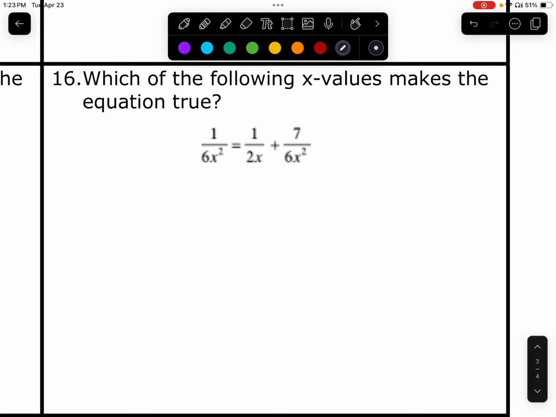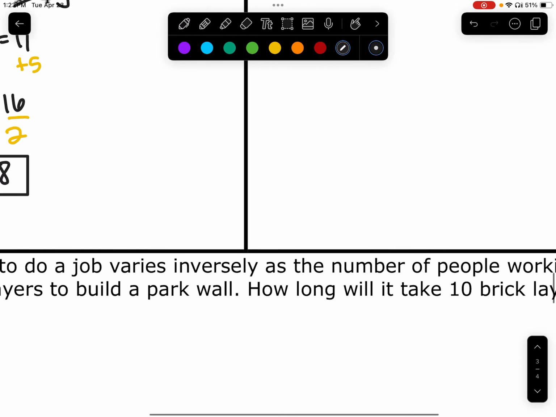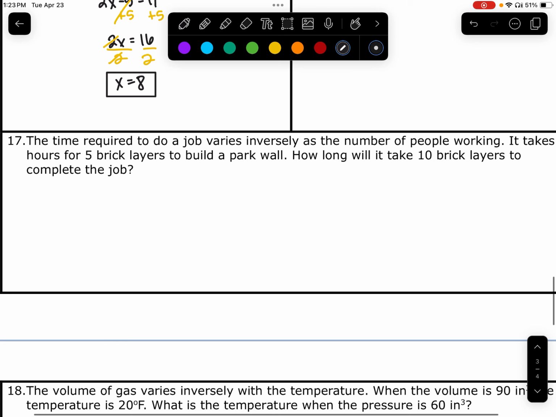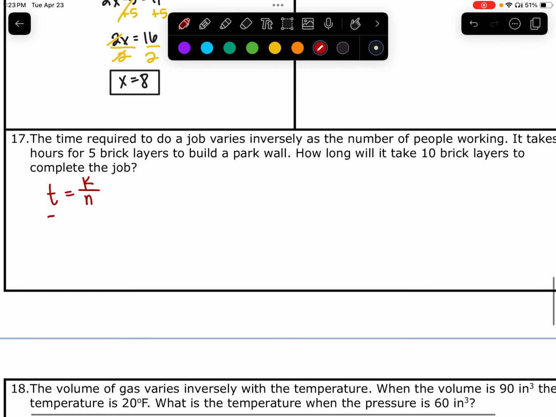Try number 16. Number 17. The time required to do a job varies inversely. Oh, let me write that down. So the time varies inversely. So put k at the top as the number of people. It takes 7 hours for 5 bricklayers. Bricklayers are the people we're talking about in this problem. And how long will it take 10 bricklayers to complete the job?